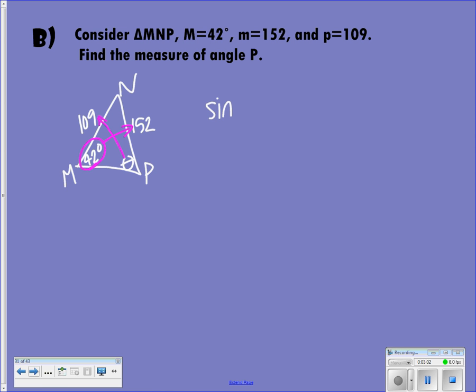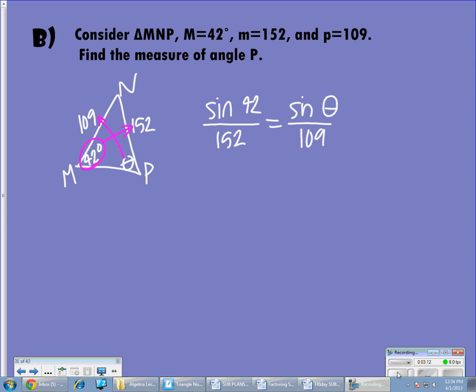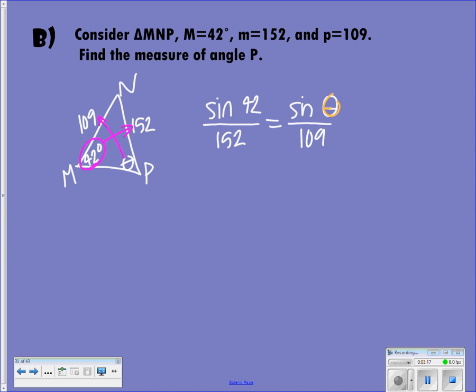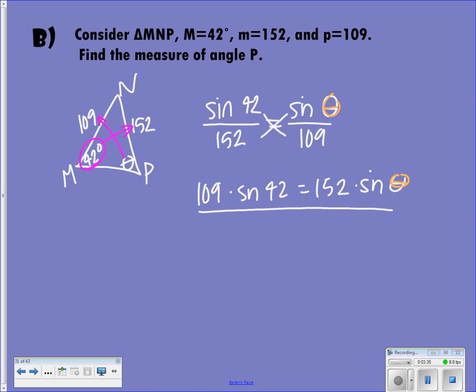So sine of the angle goes on top, so sine of 42 over the side 152 will equal sine of my angle, which I don't know, over 109. So it's the same idea as before, only this time I'm solving for theta. Okay, so I'm solving up here, but my first step is still going to be to cross multiply. So I'm going to say 109 times the sine of 42 equals 152 times the sine of theta. Again, keep those numbers out front. I'm solving for theta, which is over here, so I'm still going to divide, but this side I'm just going to divide by 152.